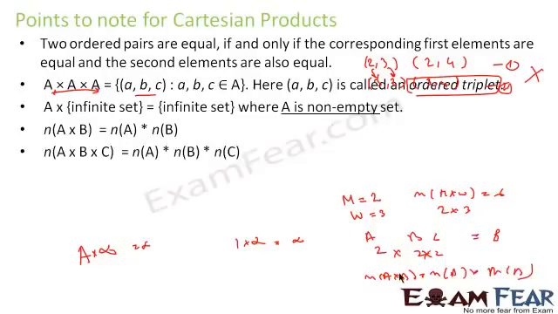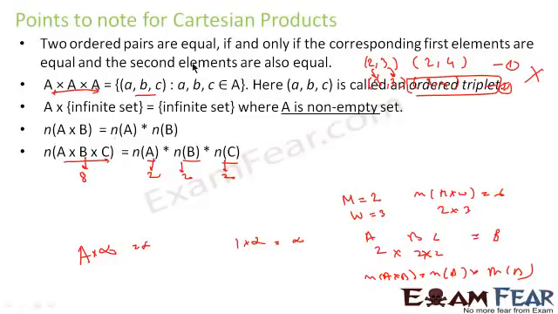Similarly for 3 sets, the number of elements in A cross B cross C is equal to the number of elements in A into the number of elements in B into the number of elements in C. In the last example we have seen that A had 2 elements, B had 2 elements, C had 2 elements. The total output we got had 8 elements. So this proves that both are true.